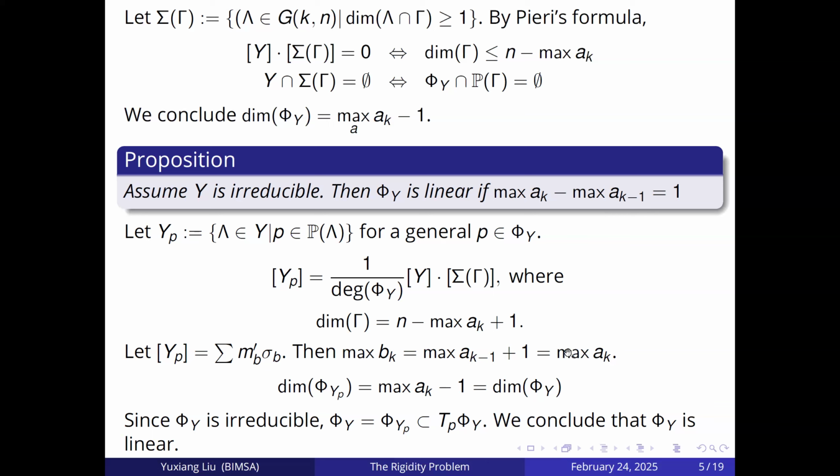So I'm a little confused. What is the maximum of a_{k-1}? What does it mean? How is that different from the maximum of a_k?